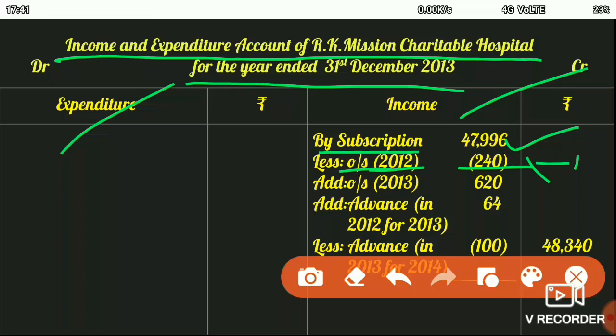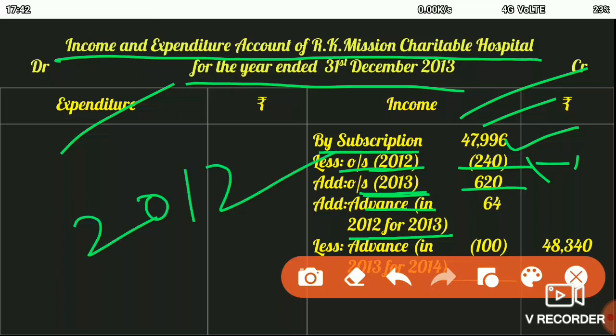Then we have the outstanding of 2013, which needs to be added because it is not present in this 47,996, but it is of the current year. It is an outstanding which the members have not paid and the organization did not receive, but it is of the current year. So in order to show the total subscription, we need to add this. Then advance received in 2012 for 2013 was 64 rupees. This is an advance which was received in the previous year. It was received in 2012 for 2013. So in 2013, it is not present in this cash of 47,996, but it belongs to the current year.